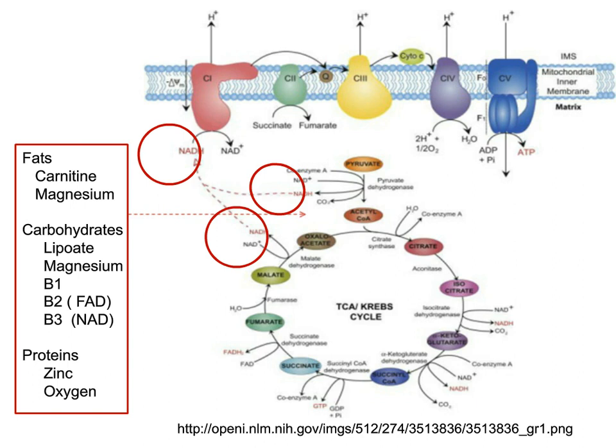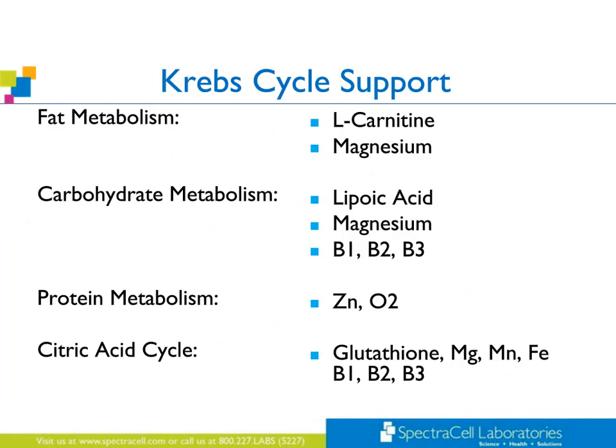In a summary slide here, what I've written in chart form is the support that is needed for the Krebs cycle, for the fat, carbohydrate, protein metabolism, and then for the citric acid cycle, the different cofactors that are needed for the citric acid cycle to be functioning in a healthy way.